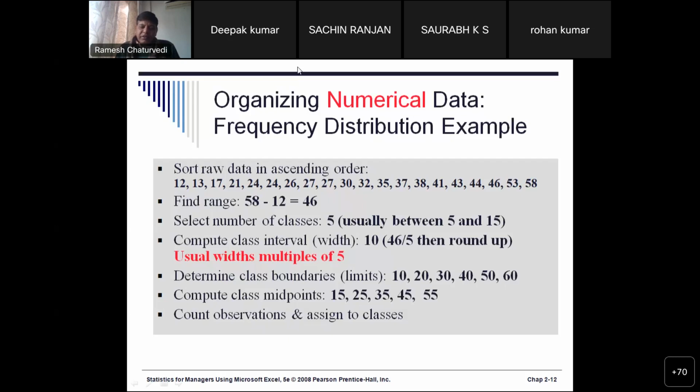So the midpoint is the central point of each class interval. What is the first class interval? 10 to 20. How do we calculate the center point for the first class, 10 to 20? Take the average of the lower class limit and the upper class limit. Midpoint is the average of the lower class limit and the upper class limit.